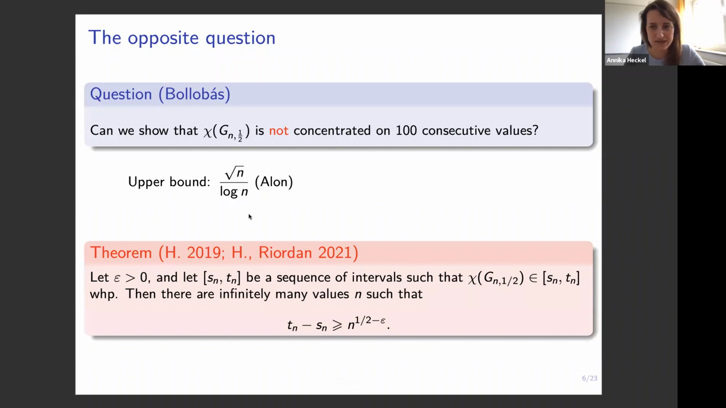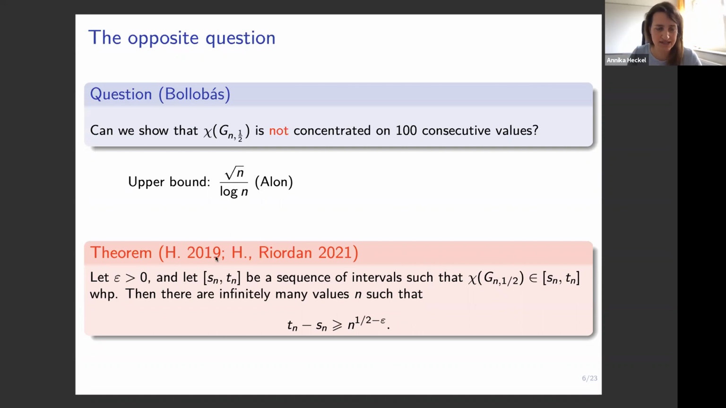So here, as promised, is the main result of this talk. The result is that whenever we have a sequence of intervals [s_n, t_n] that contains the chromatic number of G(n,1/2) with high probability, then there are infinitely many n so that the length of the interval is at least n to the 1/2 minus epsilon, where epsilon is an arbitrary constant. Or in fact, we could plug in a little o(1) here, which tends to 0 slowly. So if you compare this to the upper bound by Alon, you can see up to this epsilon, this is optimal.